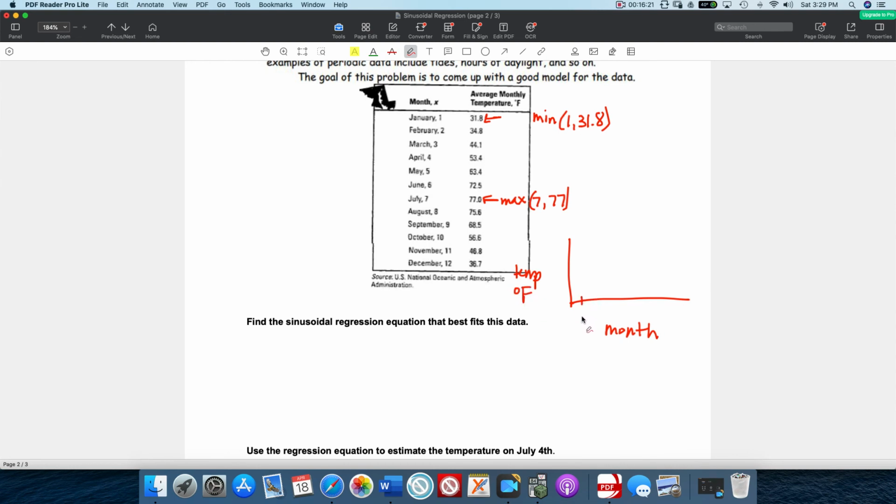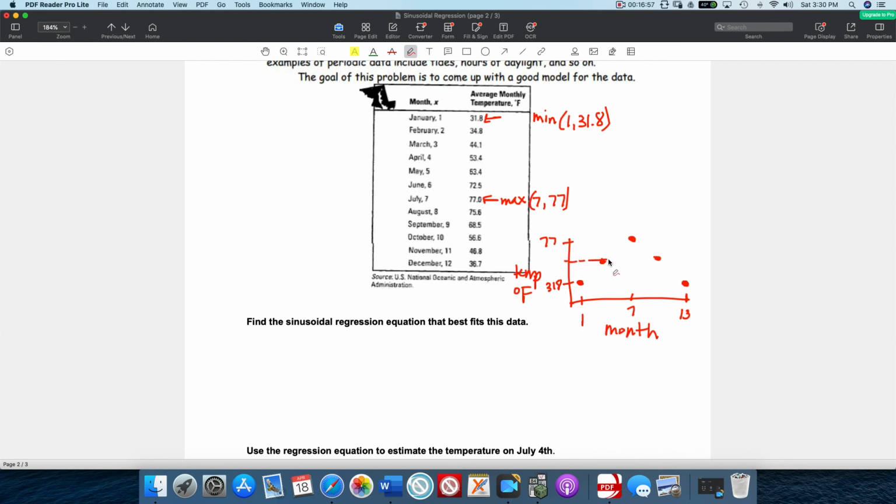We have a minimum at 1, 31.8. We have a maximum at 7, 77.7. Well, guys, then I have to have another minimum here at 31.8. Well, this distance right here from 1 to 7 is 6, and I know that just from subtracting. So 7 plus 6 is 13. So there's one full period from 1 to 13. Now I also need middle points.